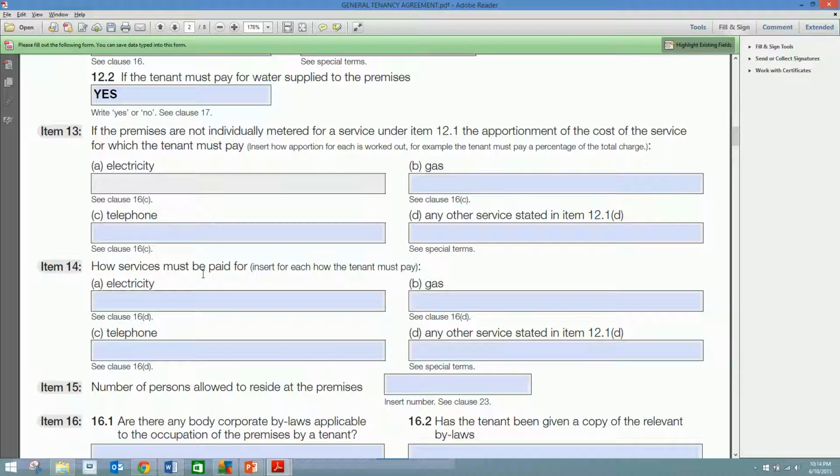Okay, house services must be paid for, so electricity, we're going to pay direct to the provider. Okay, and that's the same for all of them. So that means that as a tenant you pay directly to AGL or Origin or Energex or whatever company you're with. Direct to provider.